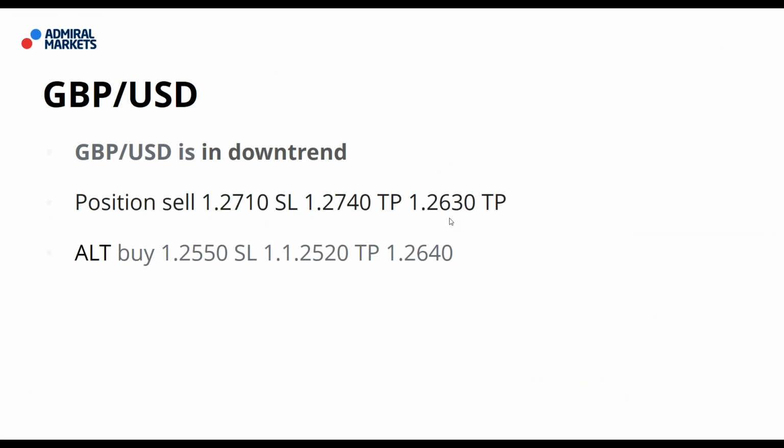Pound dollar is, as I said, in a sell position. If we get to 27.10, it could be good to sell. 27.40 stop, 26.30 TP. I would be very careful with buy positions, only around maybe 25.50, 25.20 stop, 26.40 TP.